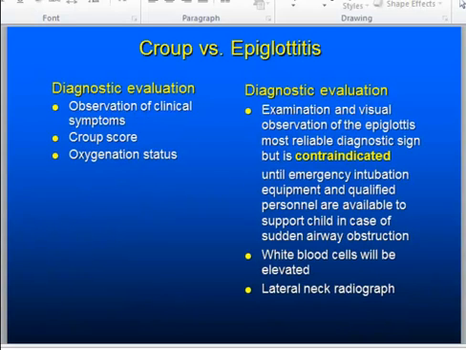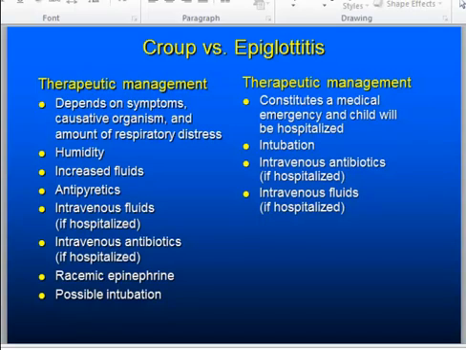On diagnostic evaluation, it's basically observation of any kind of clinical symptoms. Some physicians may use a croup score as they look at the child, and also look at the oxygenation status. On therapeutic management, the goal is to maintain a patent airway.